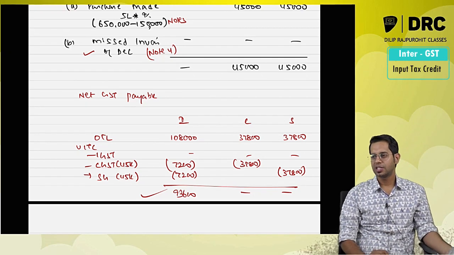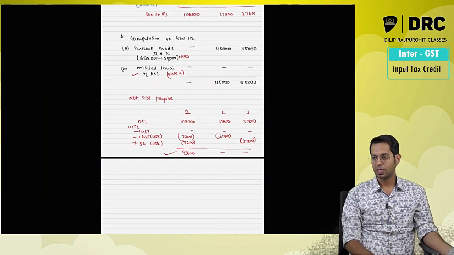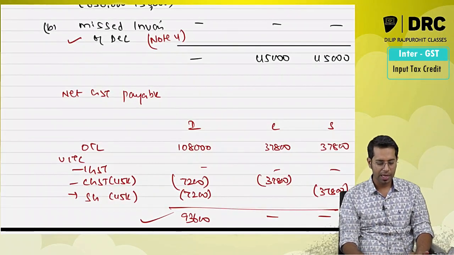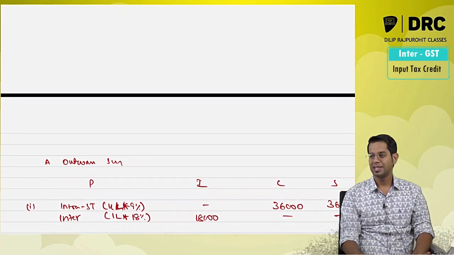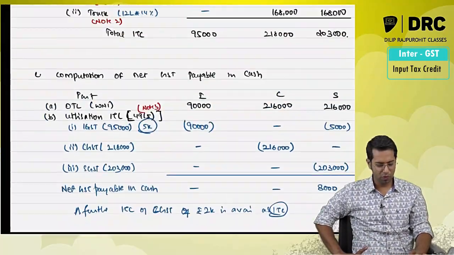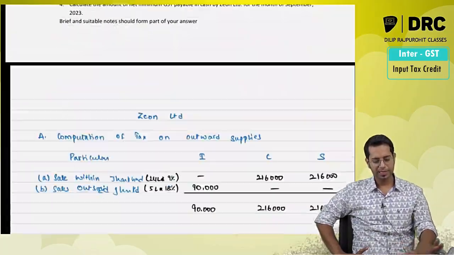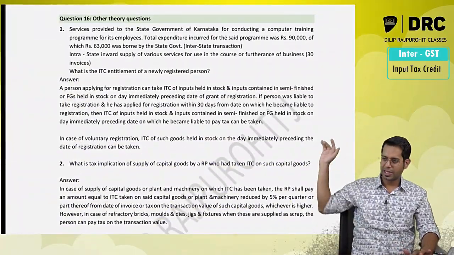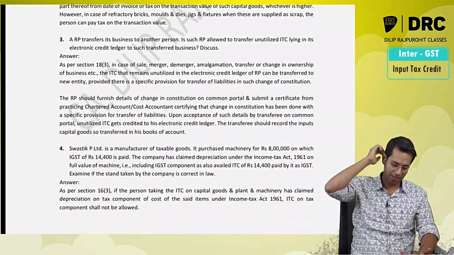So this completes our discussion on this beautiful topic called what, sir? Input tax credit. Nice chapter, important chapter. We have solved some beautiful questions also, and there are some theory questions which are there. You can just go through all these theory questions. Answers also have been given over here only.